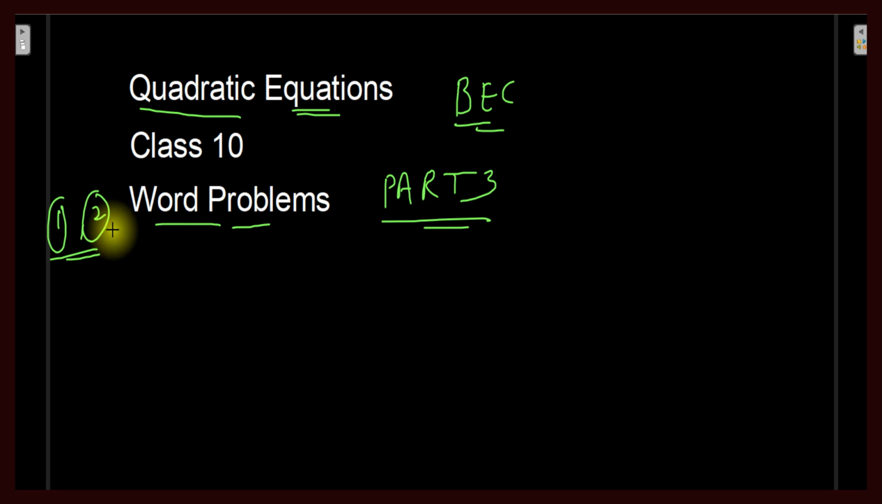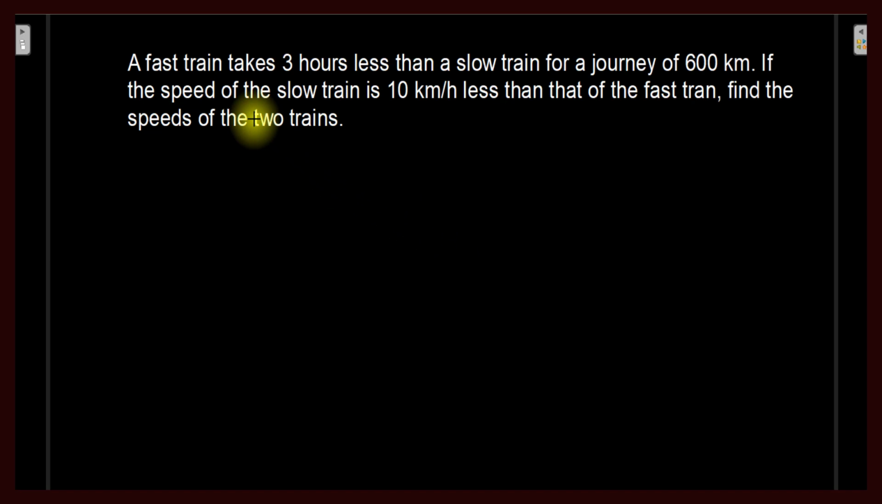So let us start with the word problems part 3. Here the question is on the screen. A fast train takes 3 hours less than a slow train for a journey of 600 km. If the speed of the slow train is 10 km per hour less than that of the fast train, find the speeds of the two trains.